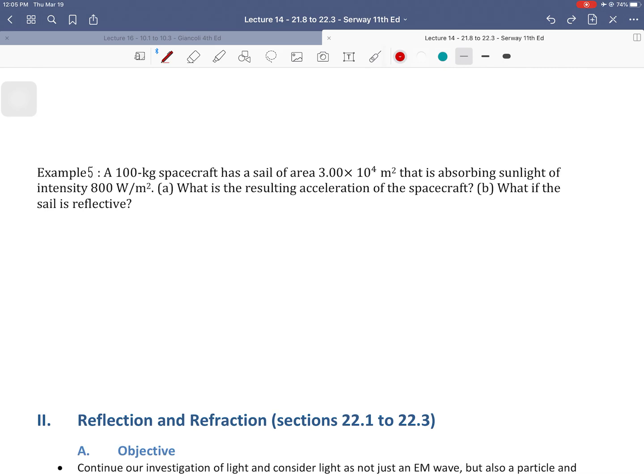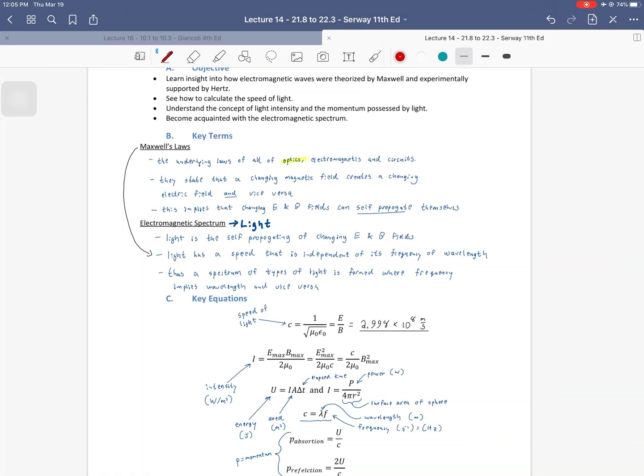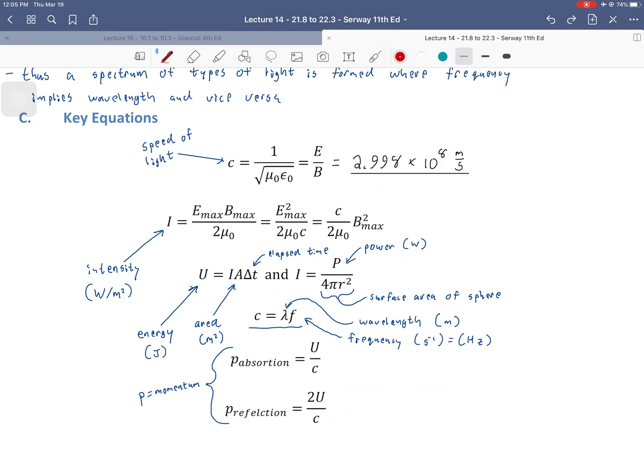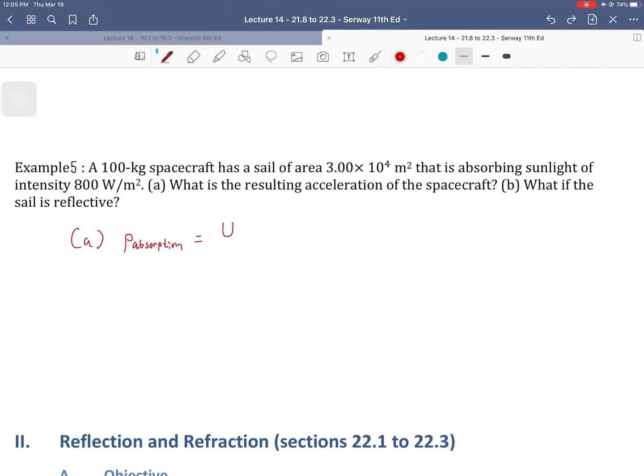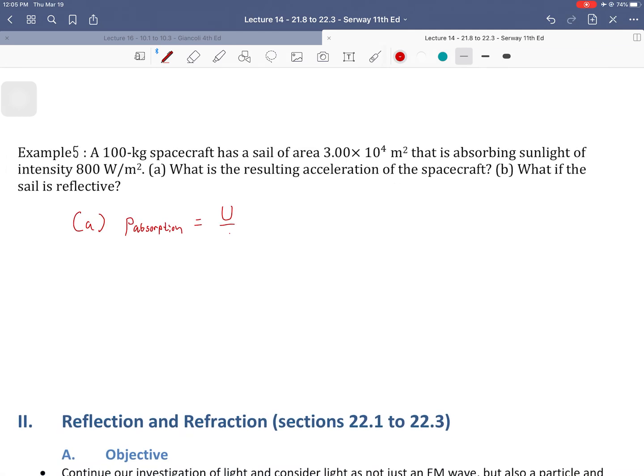What we need to find here is the change in momentum, and then relate that change in momentum to force and acceleration. So let's go ahead and do that. In part A, we have the momentum of absorption equal to the energy of the light divided by the speed of light. So I'm just going to be using this one here. It's just going to be U over c. So that's going to be our expression.